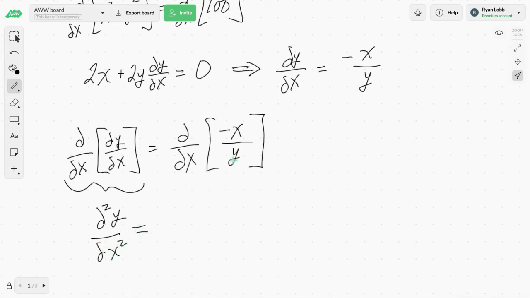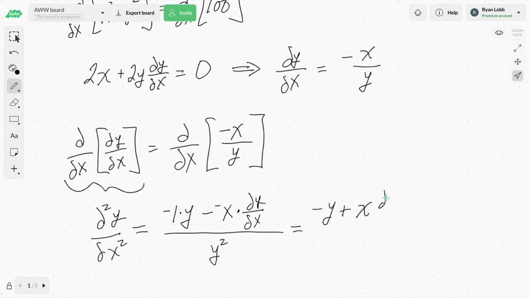Now over here on the right, we have a quotient rule. So we take the derivative of the numerator, d/dx, the derivative of negative x with respect to x, negative 1 times y, minus the numerator, negative x, times the derivative of the denominator with respect to x, so that would be dy/dx, and then all of that is over the denominator squared, which is then equal to negative y plus x dy/dx over y squared.